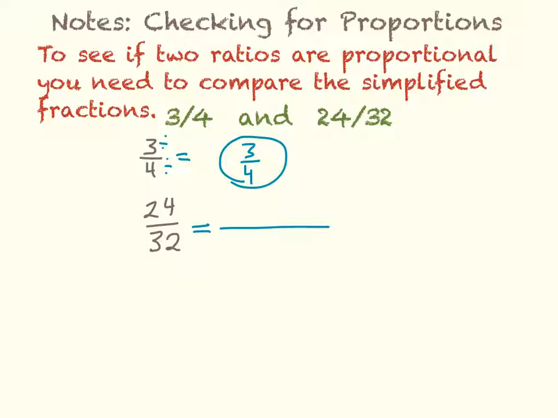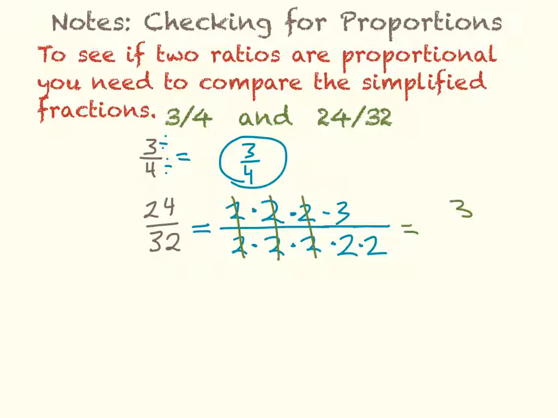So we could write it as 2 times 2 times 2, which is 8, times 3. If we write it all out in factored form, then on the bottom we would have 2 times 2 times 2 times 2, which is 16, times 2 again, which is 32. So now I cancel things out. 2's cancel, 2's cancel, 2's cancel, leaving me with 3 over 2 times 2, which is 4.